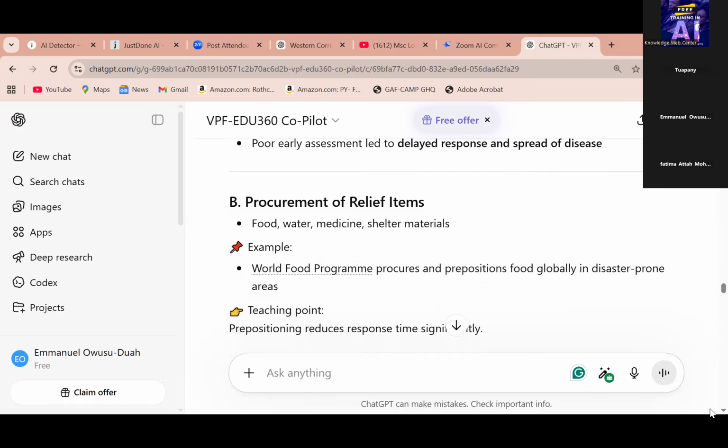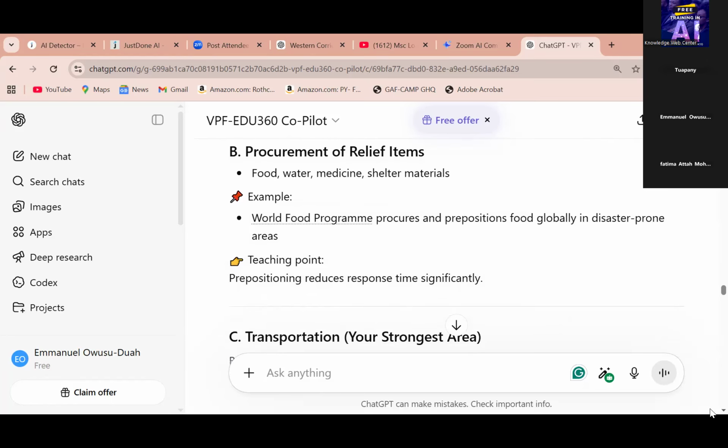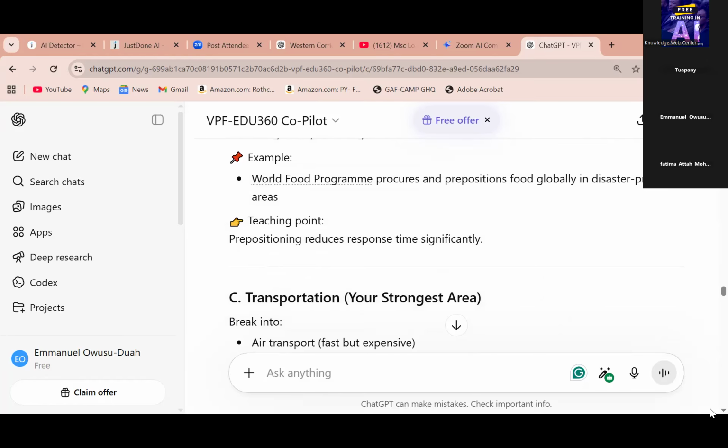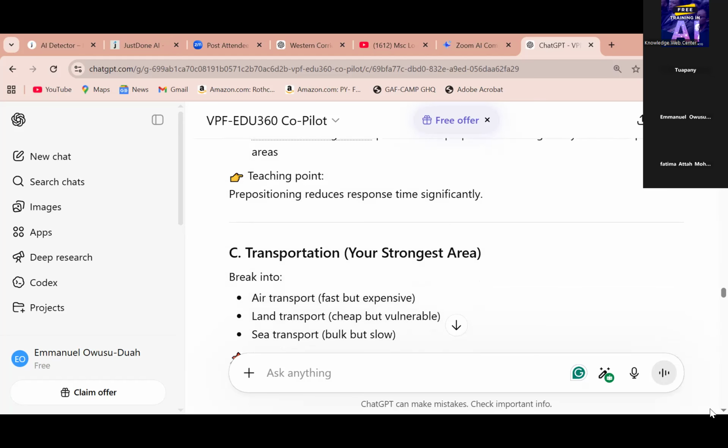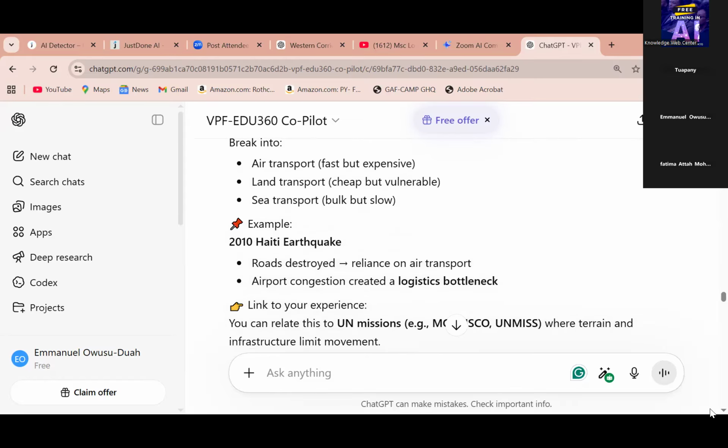For example, World Food Programme procures and repositions food globally in disaster-prone areas. Then the teaching point, pre-positioning reduces response time significantly. Then we came to C, transportation, your strongest area. Break into air transport, that's fast but expensive, land transport, cheap but vulnerable, and sea transport, bulk but slow. Let's go through the flow.